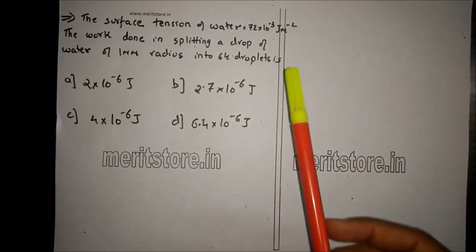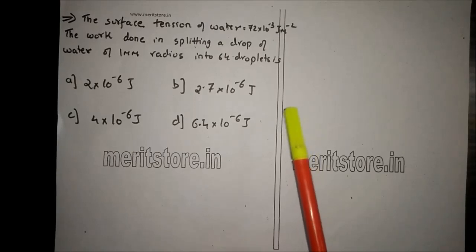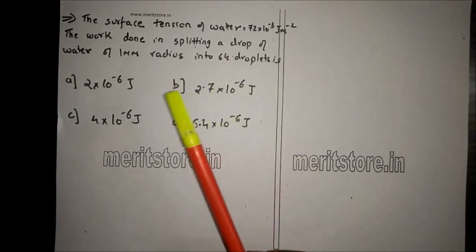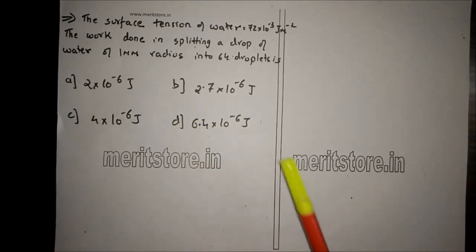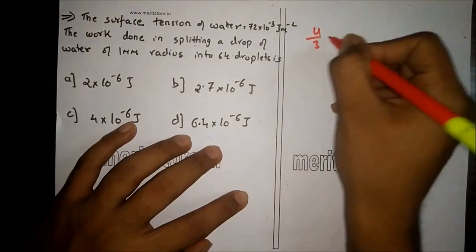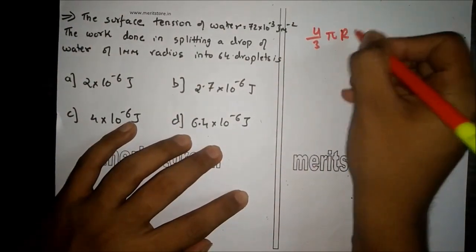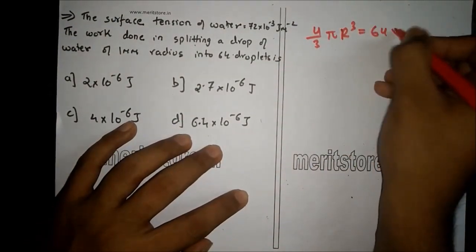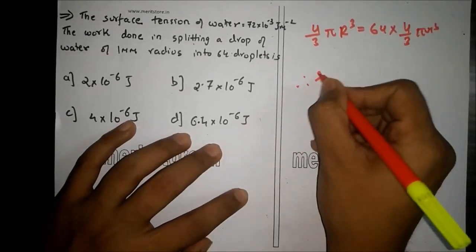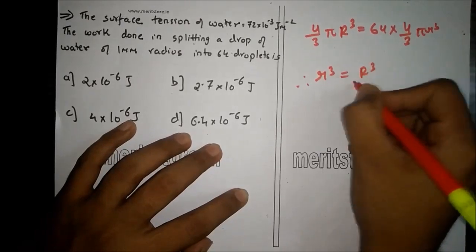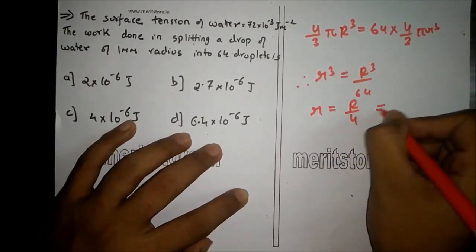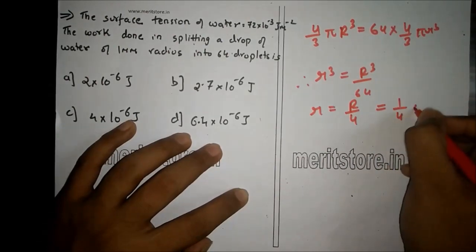Surface tension of water is equal to 72 into 10 raised to minus 3 joules per meter square. The work done in splitting a drop of water of 1 millimeter radius into 64 droplets is, here are the options. Now, the volume of the big drop, 4/3 pi R cube, is equal to 64 into the volume of the small drops. Therefore, small r cube will be equal to capital R cube upon 64. Therefore, r will be equal to capital R upon 4, which is equal to 1 upon 4 millimeters.